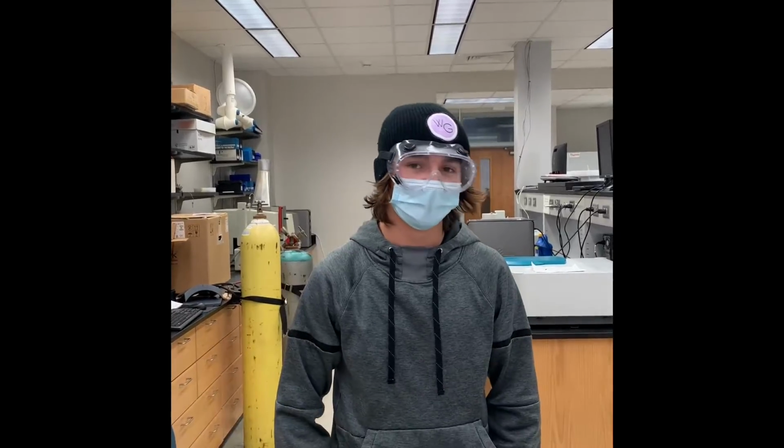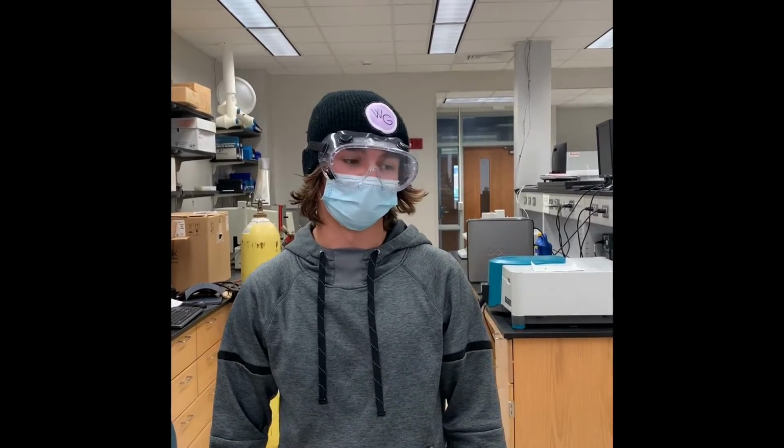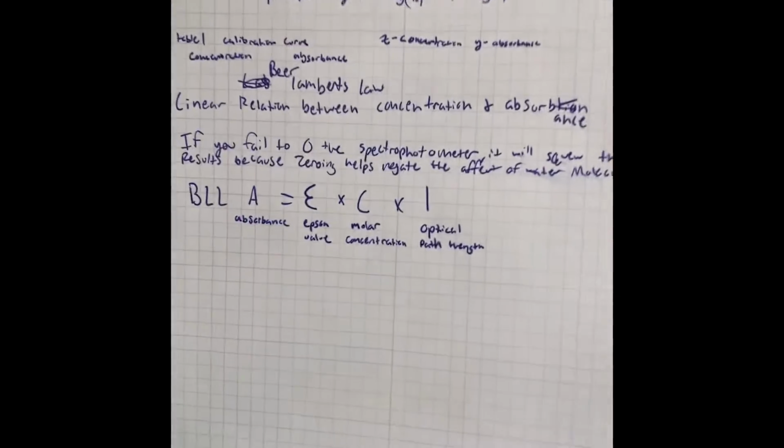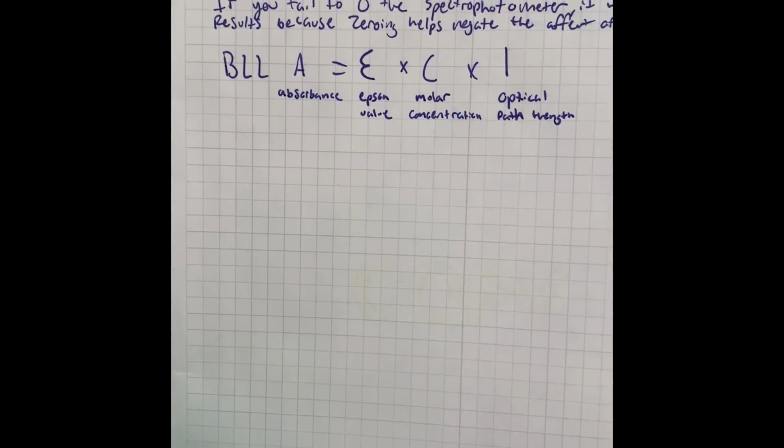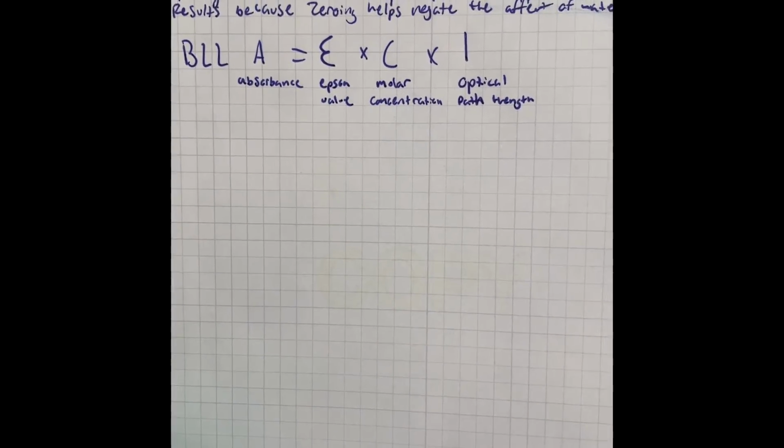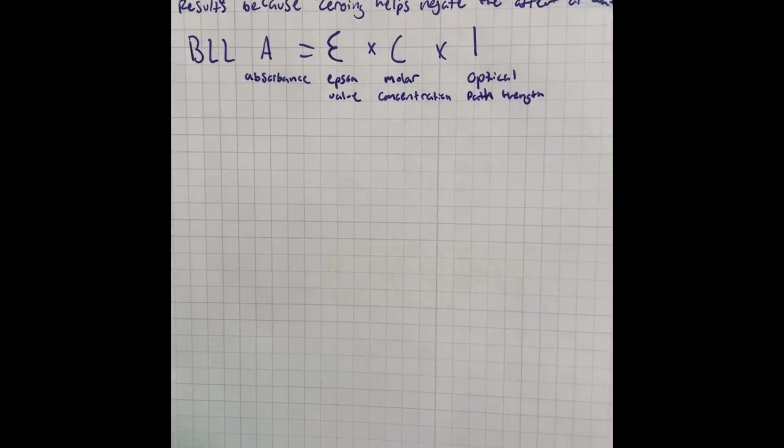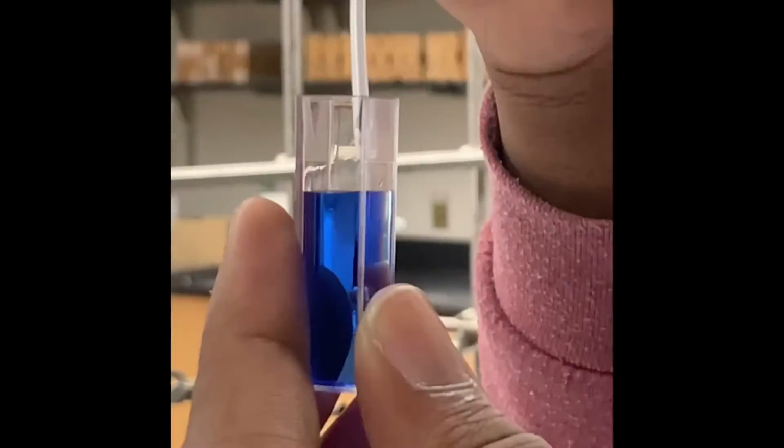If you fail to zero the spectrophotometer, it will skew the results because zeroing negates the effects of the water molecules. In order to calculate Beer-Lambert's law, you multiply epsilon's value times molar concentration times optical path length, and that will give you absorbance. And here's the visual image of the equation. See, the absorbance equals the epsilon value times the molar concentration times the optical path length.